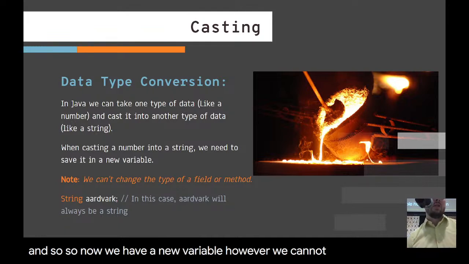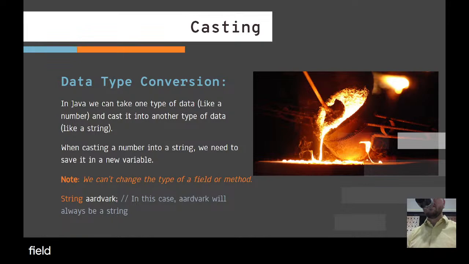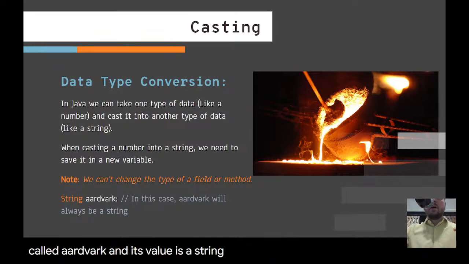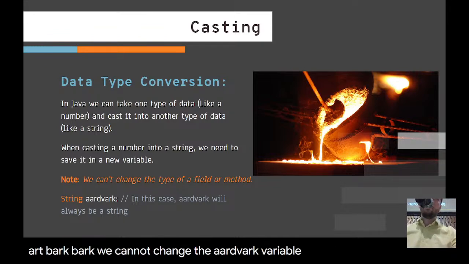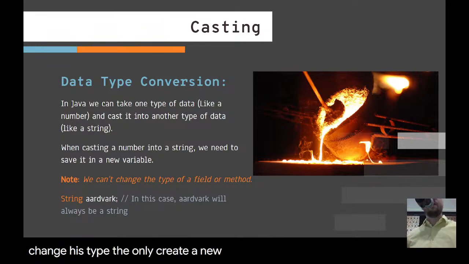However, we cannot change the type of a field or method. So what I mean by that is, let's say we have a string variable called aardvark, and its value is a string of like 1, 2, 3. We can't change the aardvark variable with a type string. We can't change its type. We can only create a new variable.